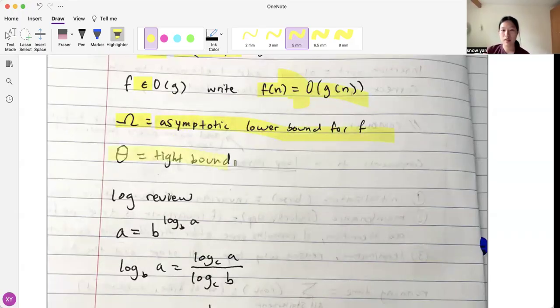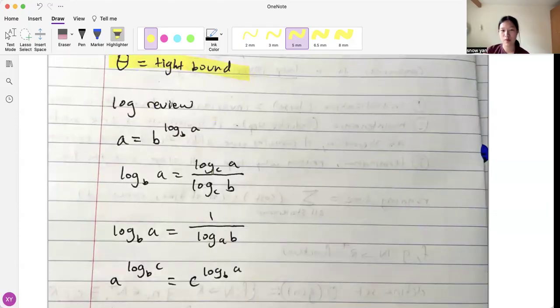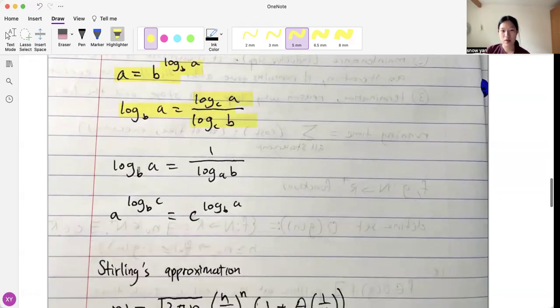And then theta is a tight bound, and O is like the worst case bound. Then some simple math review, log review: A equals B to the power of log base B of A. Log base B of A is equal to a ratio of logs in a different base, with constant C, using A and B like this. You can also swap B and A, but take 1 over that. Or you can swap A and C, basically like this.